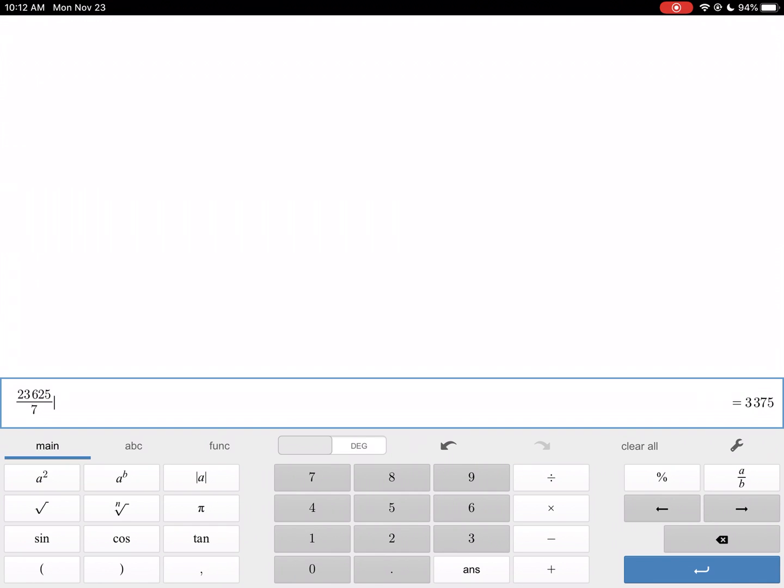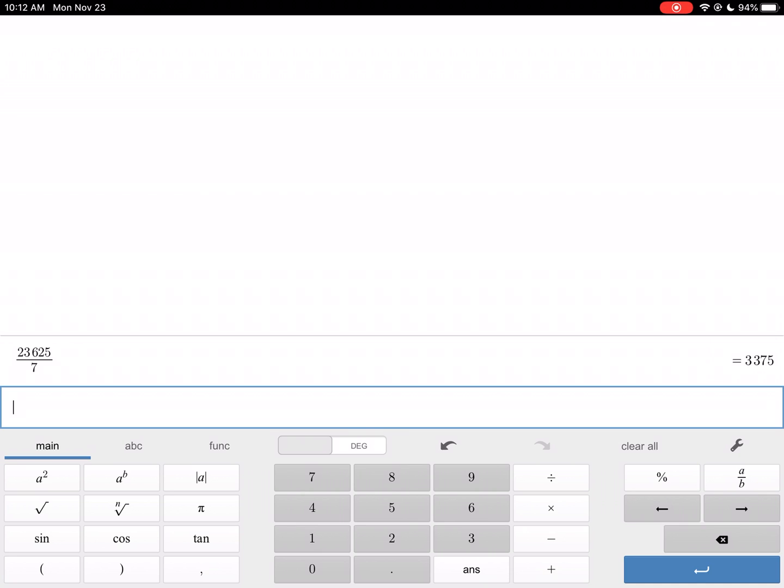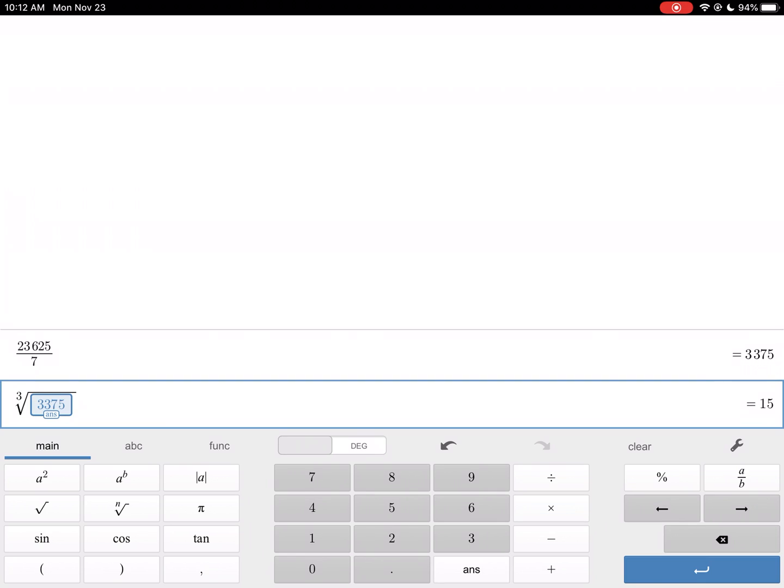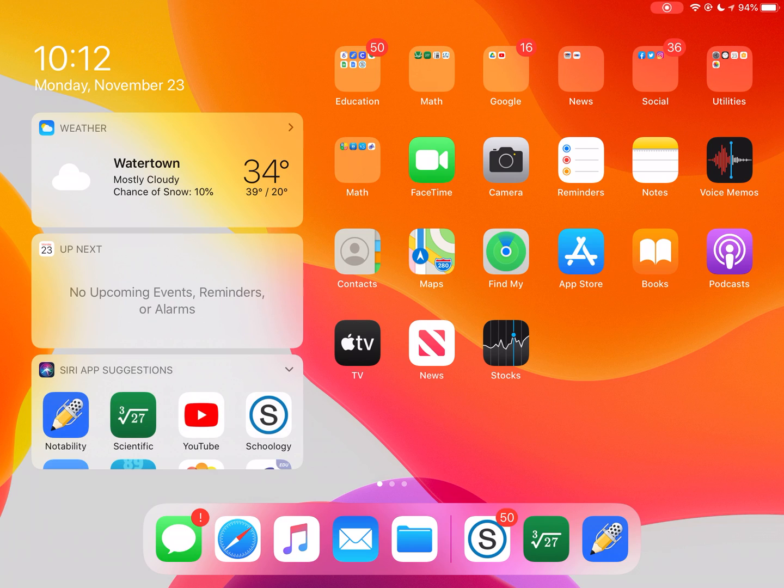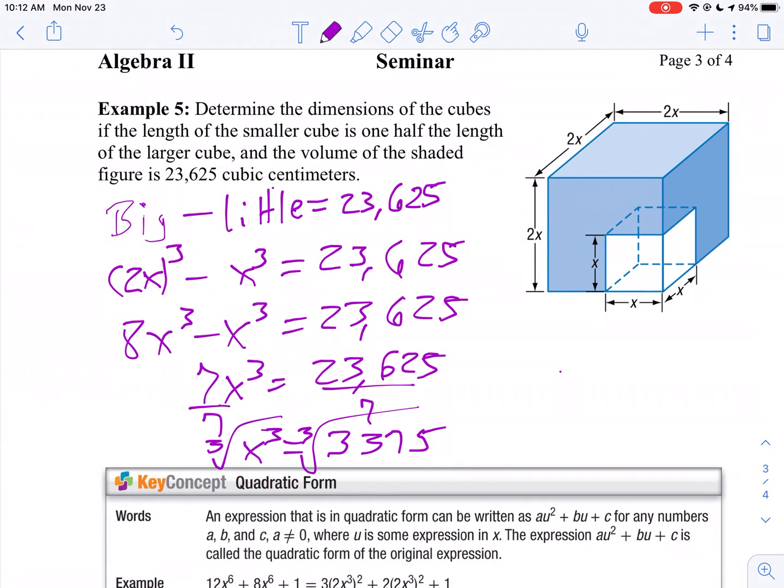So if I take the cube root of my answer, we get 15. Whoops. So x is 15. That's the length of the smaller cube. 2x would be 30. That's the length of the larger cube. I should put centimeters here because that's what we're doing. And there is your answer.